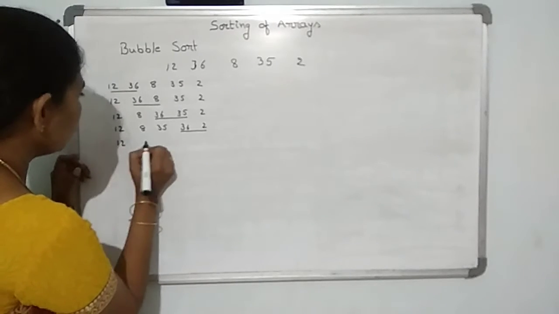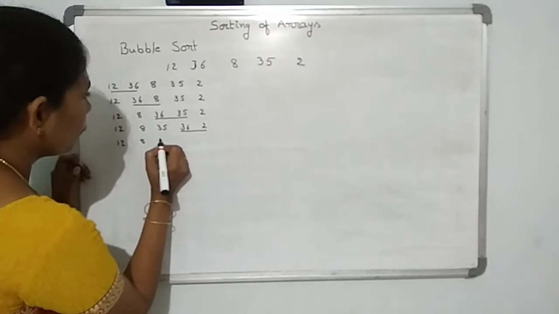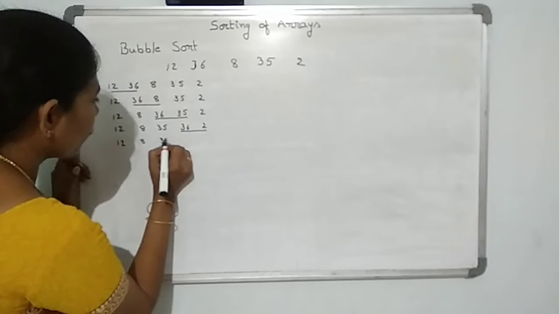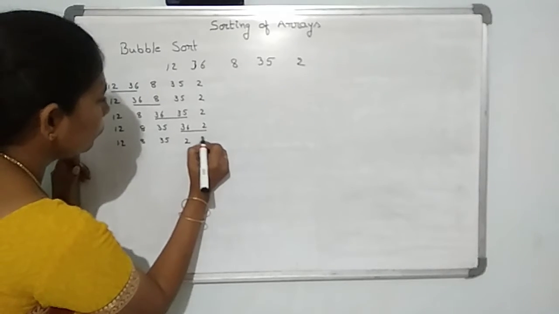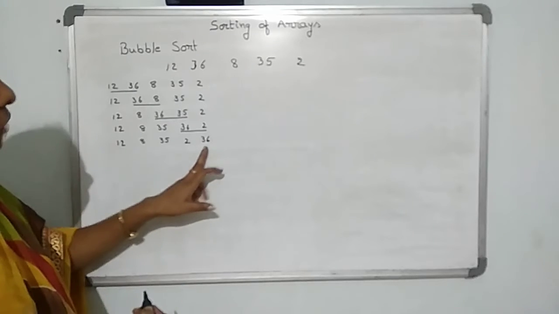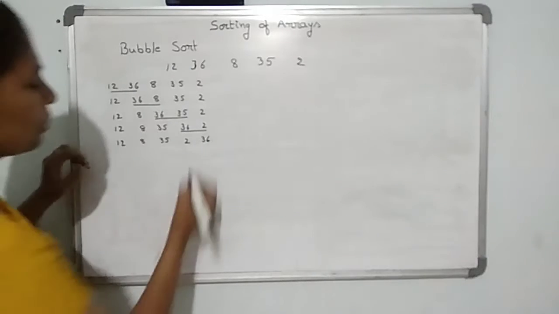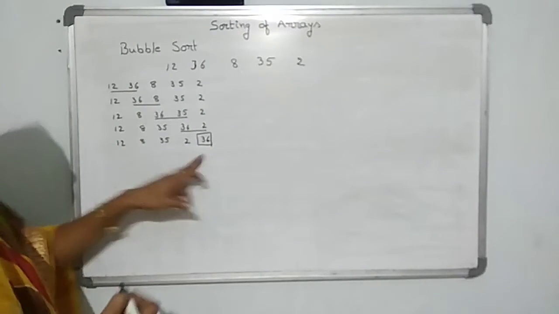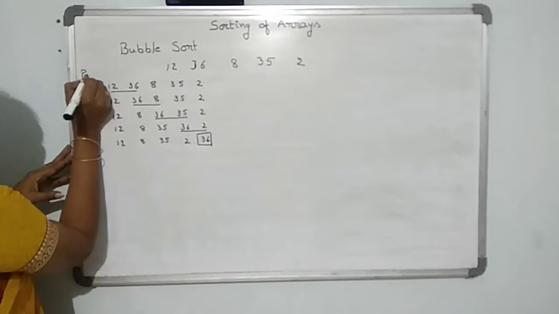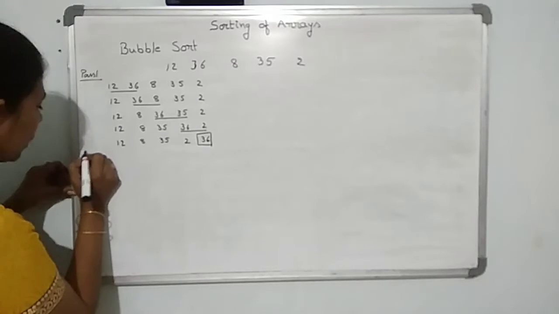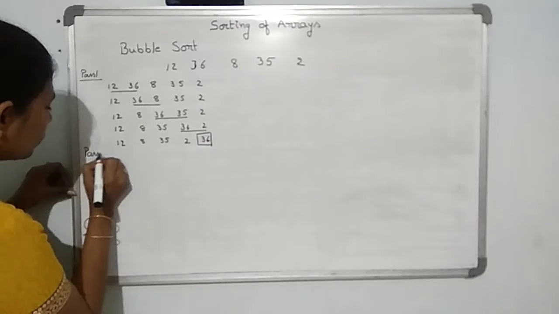That means 12, 8, 35, 2, 36. The 36 is the last element, and there is no other element after it, and this is the largest element. So you set the largest element in the last position. So this is pass 1. Okay, now I am applying the second pass, pass 2.